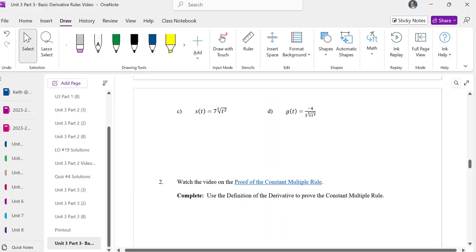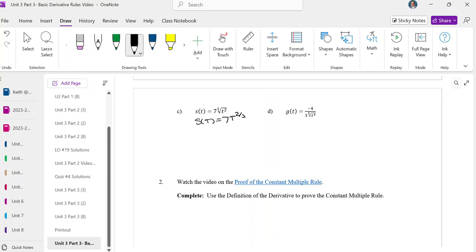For the next one, rewriting it, s of t is equal to 7t to the 2/5. So the derivative is equal to 14/5 t to the negative 3/5, because 2/5 minus 1. But to make the exponent positive, it would be 14 over 5t to the 3/5.